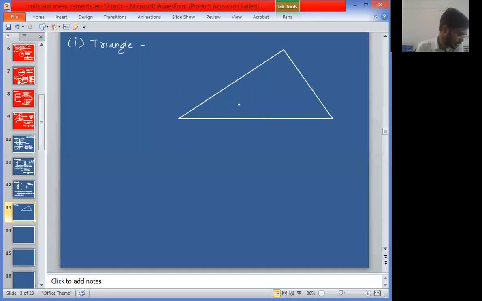Let's have the angles and the sides. This side is A, this side is B, this side is C. The angle opposite to side A, let us call it alpha. The angle opposite to side B, let us call it beta. The angle opposite to side C, let us call it gamma. See how the gamma is written like this.